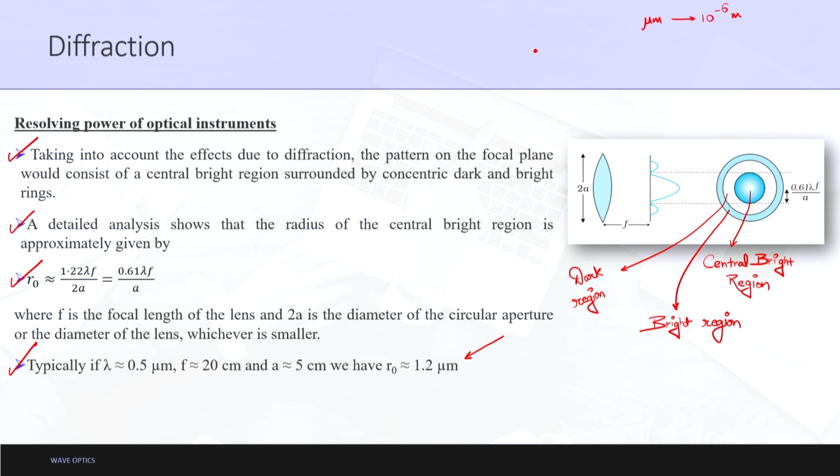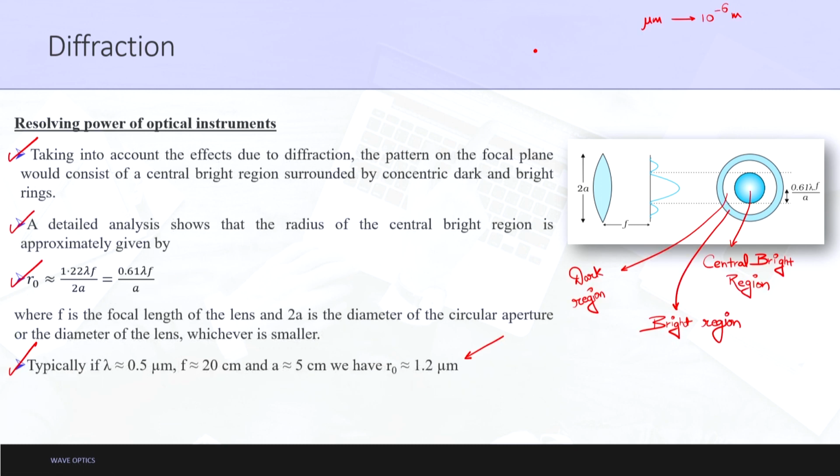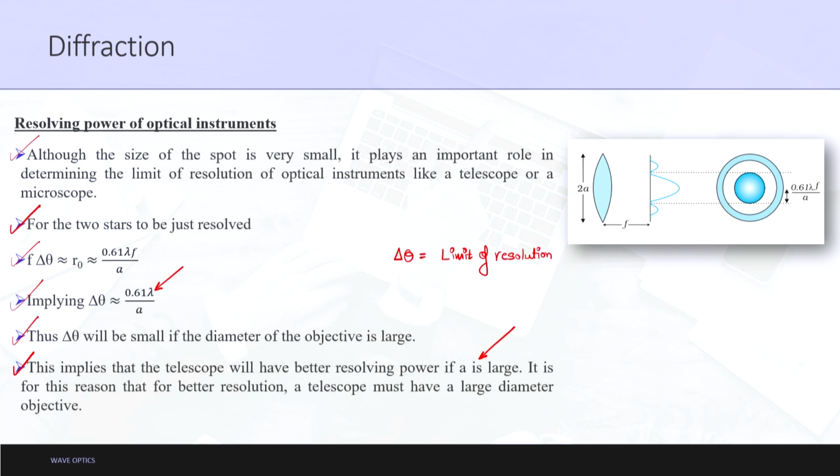What is f here? f is the focal length of the lens, and a is the radius of the circular aperture. Questions may be asked regarding this. Then delta theta, please remember, is known as the limit of resolution. If the limit of resolution is asked, it is nothing but 0.61 lambda by a. There is no multiplication of f here.